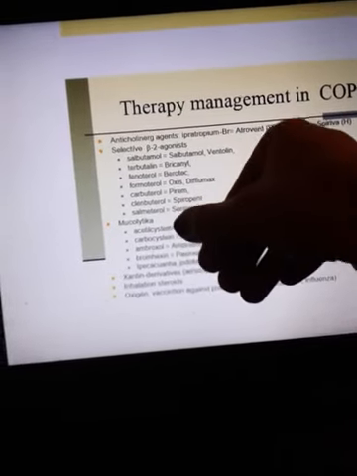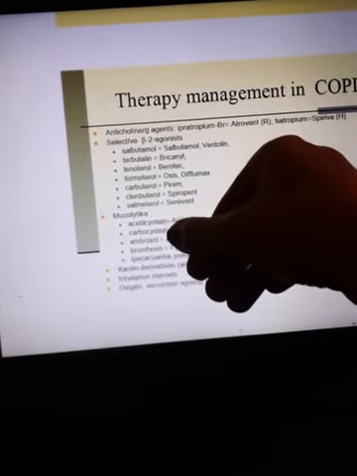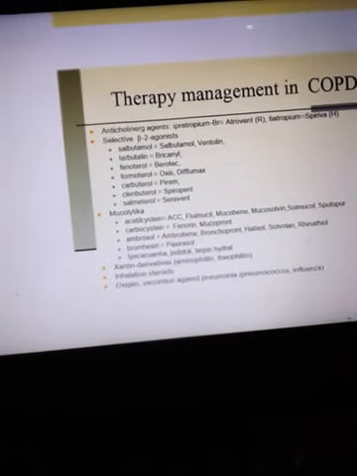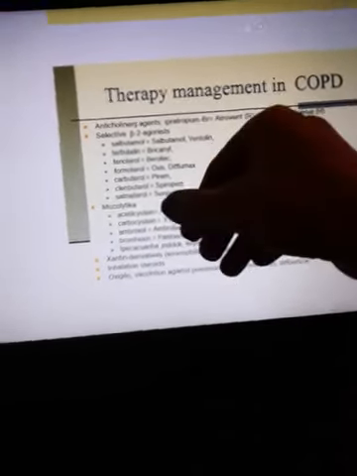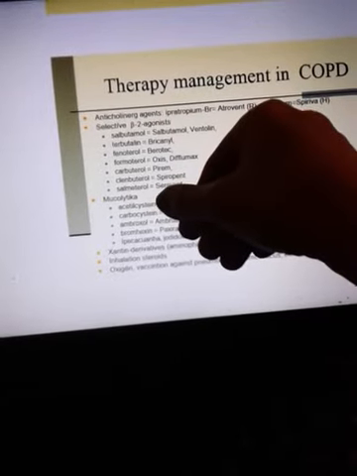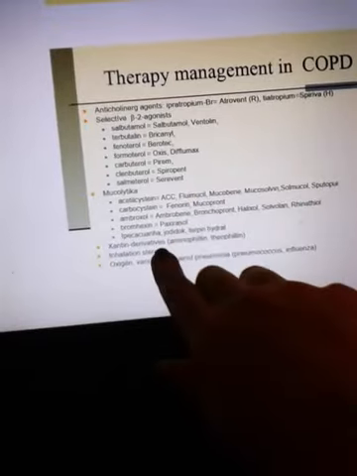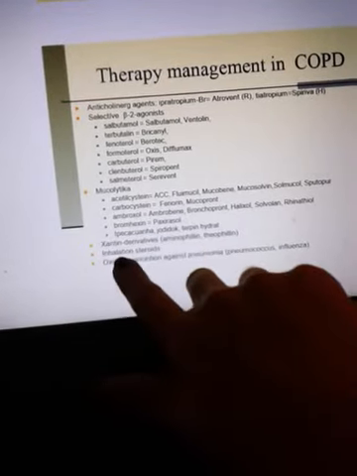پس موکولیتیکا رو یه بار دیگه نام ببر: استیل سیستئین، کربوسیستئین، آمبروکسول، بروموهگزین، ایپکاکوانه و ترپین‌ها، هرچی که ترپین داره. زانتین دریویتیو: آمینوفیلین و تئوفیلین.